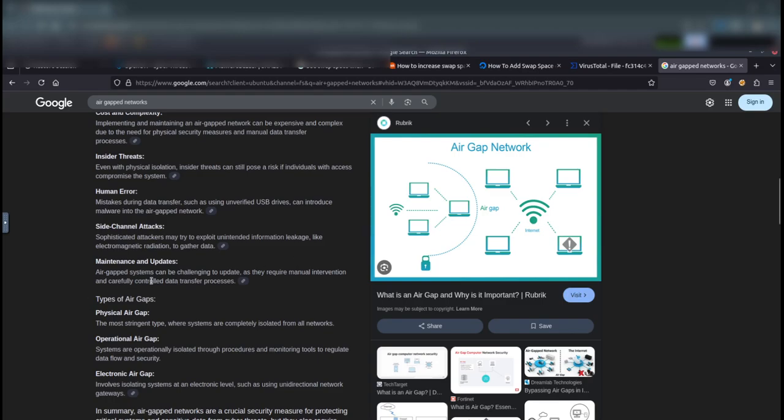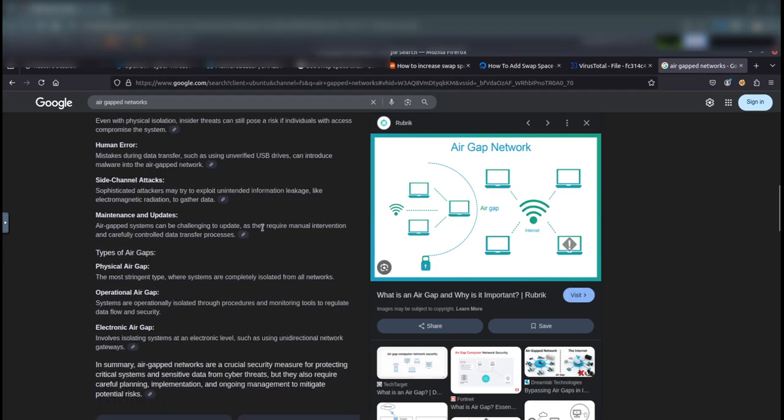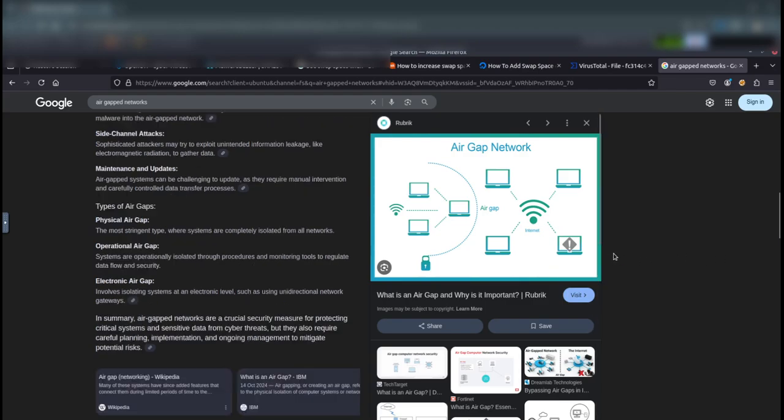Maintenance and updates. Air-gapped systems can be challenging to update. This is it. And they require manual intervention and carefully controlled data transfer processes. So now that we have a basic understanding of why and where we can use air-gapped networks, we also have the types of air gaps.